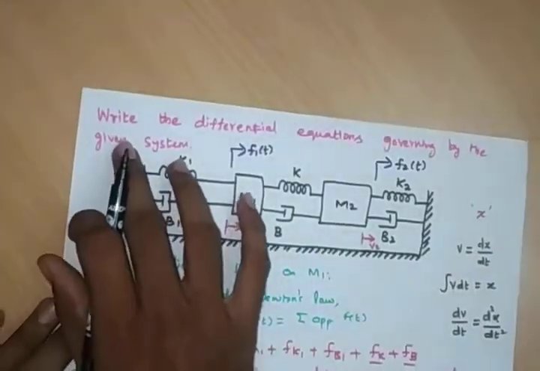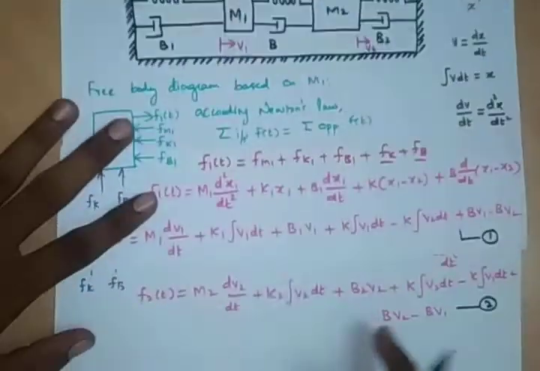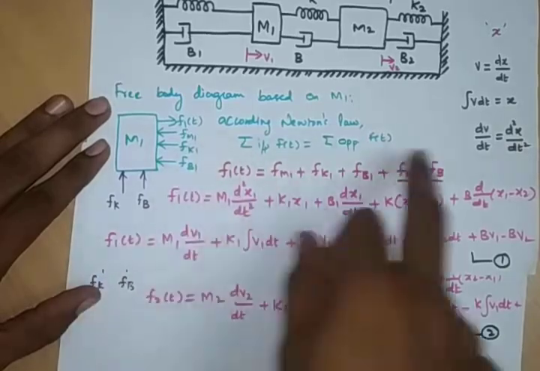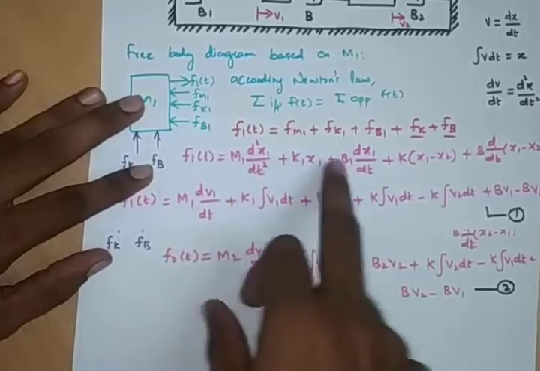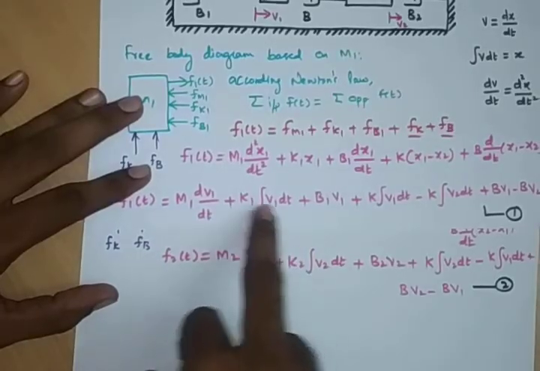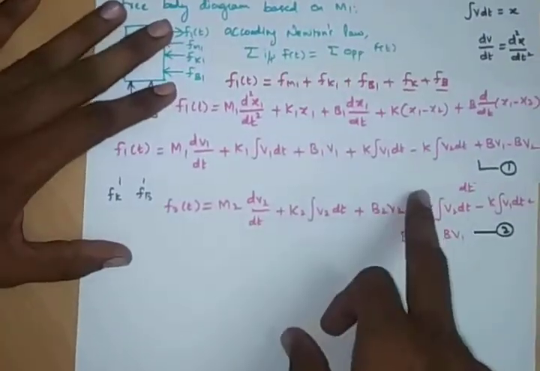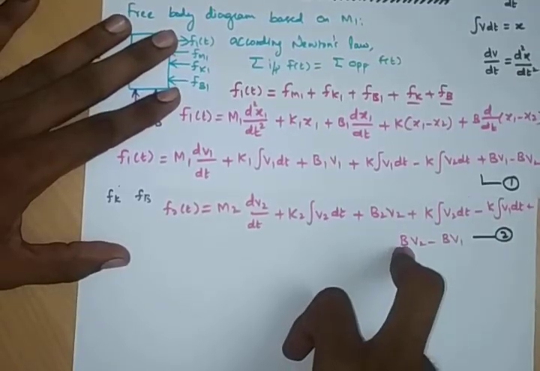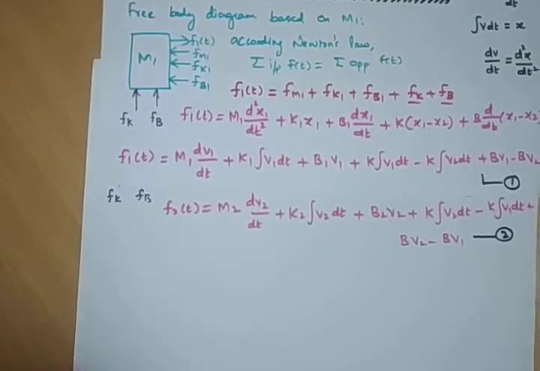They have asked for the differential equations governing the given system. So the system is given here. We have drawn the free body diagram. From the free body diagram itself we wrote the force equation, and we substituted the opposing forces in terms of displacement initially. Then that displacement is transformed into terms of velocity, because the given problem has velocity as the output parameter. So this is equation number 1, the first differential equation, and this is equation number 2, the second differential equation. These are the differential equations governing the given mechanical system.